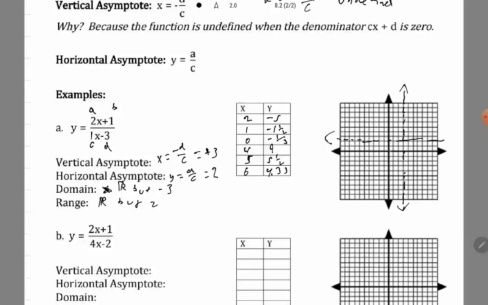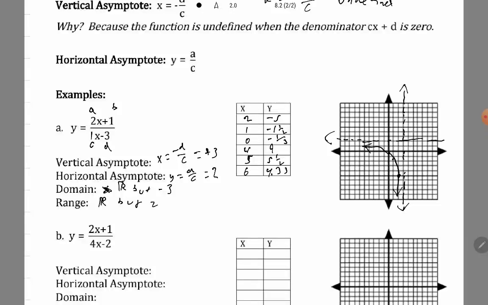If I plug in 0, negative 1/3, so just a little bit under 0. Plug in 1, I get negative 1.5, which is down here. And then plug in 2, I get negative 5. So as you see, it's doing something like this.